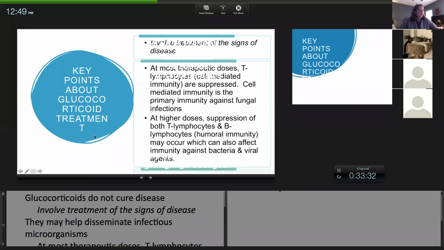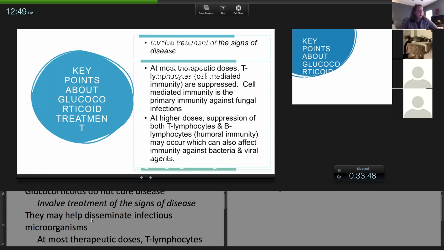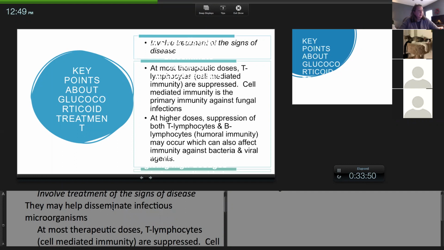So when we give glucocorticoids, and sorry about these slides, this is key. They're not treating the disease. Okay, so they're not treating the disease. They're treating the signs of the disease. And infectious microorganisms can potentially become worse, because when you give these drugs, you're calming down the immune system. You're minimizing the immune system.